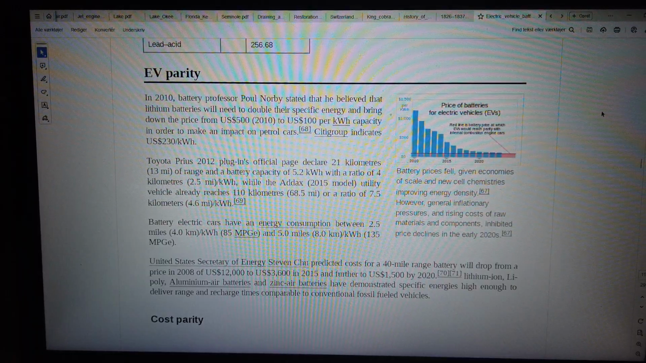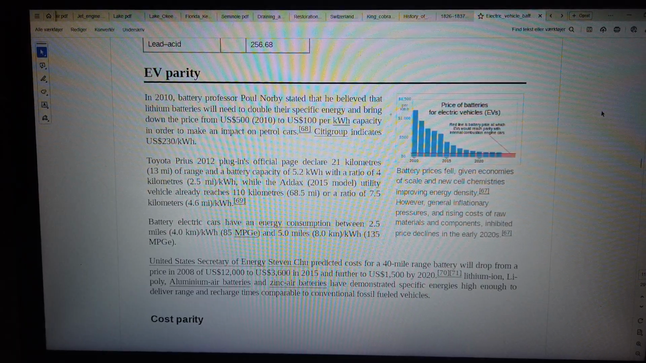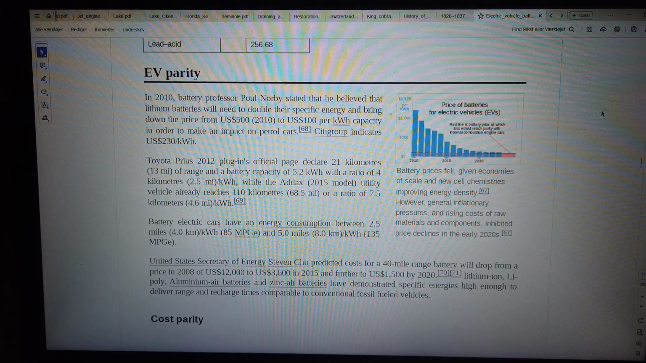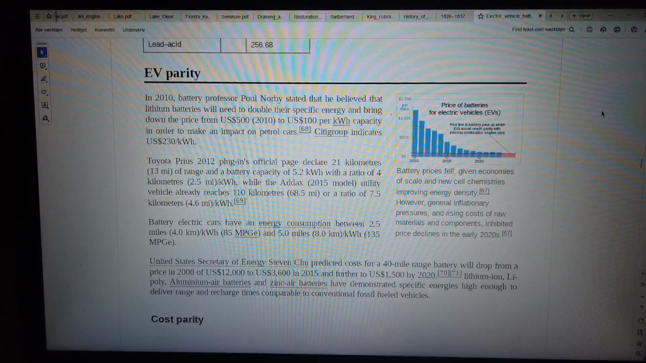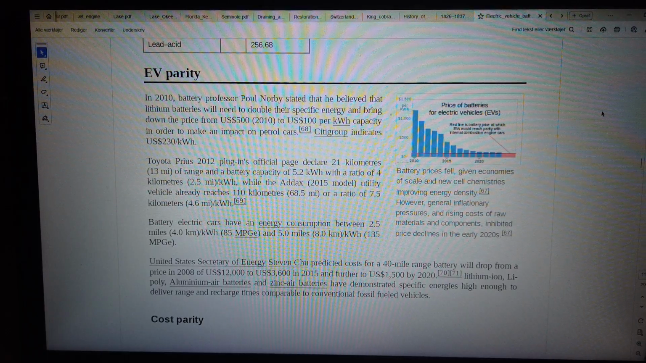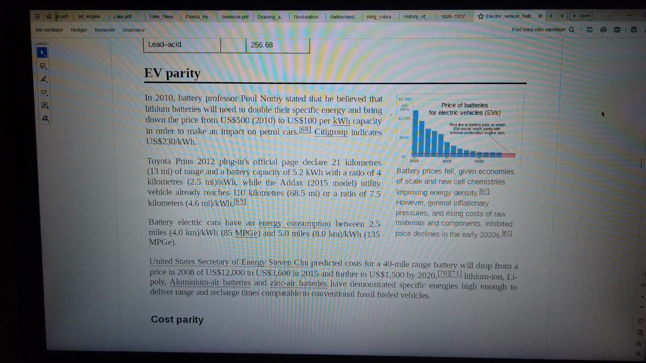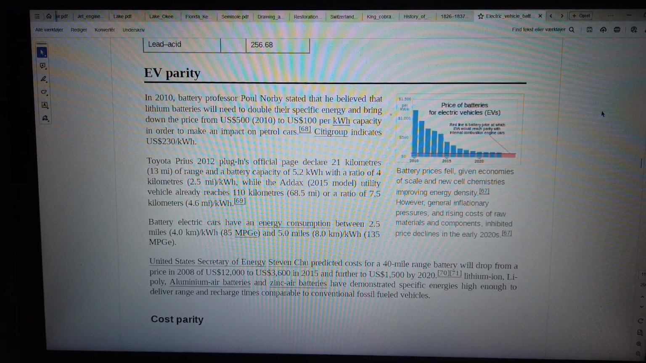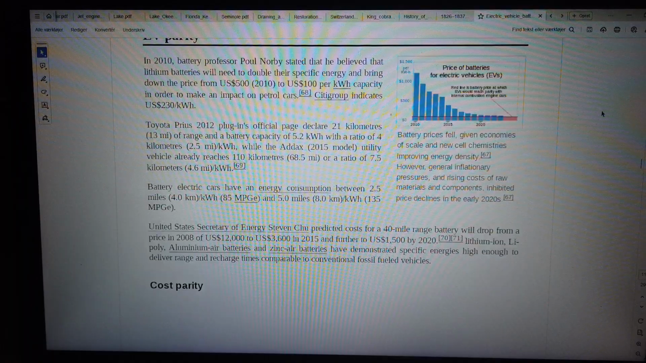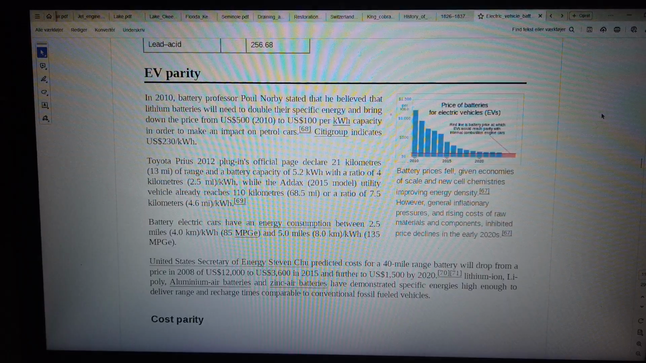United States Secretary of Energy Stephen Chu predicted costs for a 40-mile range battery will drop from a price in 2008 of $12,000 to $3,600 in 2015 and further to $1,500 by 2020. 70, 71. Lithium-ion, Li-poly, aluminum-air batteries and zinc-air batteries have demonstrated specific energies high enough to deliver range and recharge times comparable to conventional fossil-fueled vehicles.